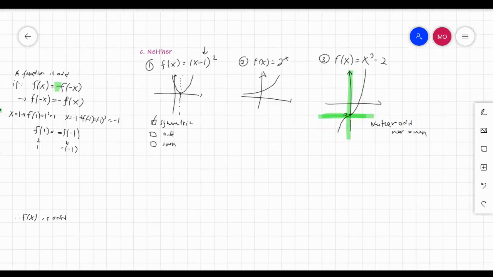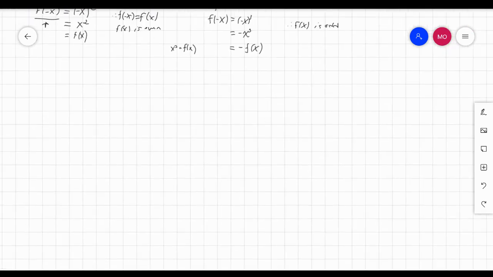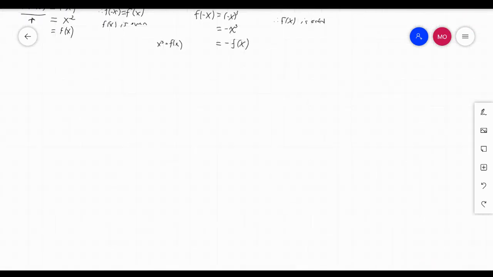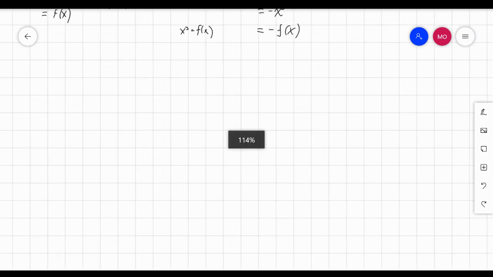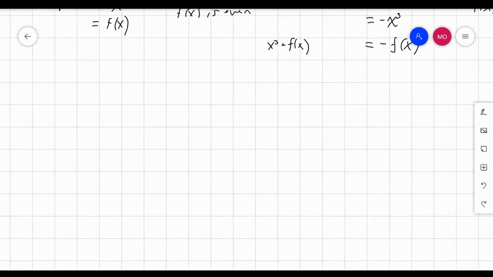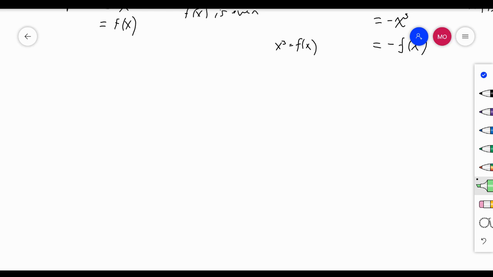Now the last thing I want to show you before I finish this video is how to find out if functions are even or odd from the equation.